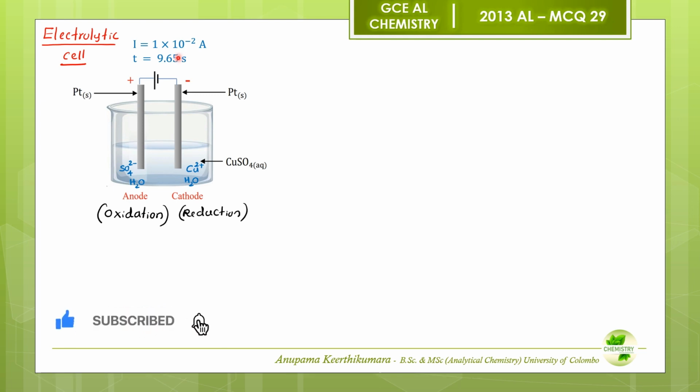The current during the electrolysis was kept at 1 times 10 to the negative 2 amperes, and it took 9.65 seconds to deposit all the copper 2 plus ions as copper on the cathode. Therefore, at the end of this electrolysis process, all copper 2 plus ions are deposited on the cathode as solid copper.